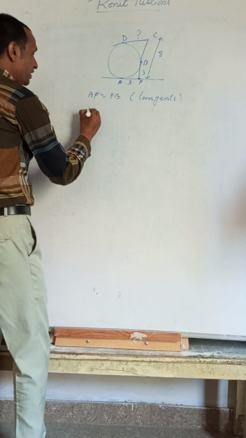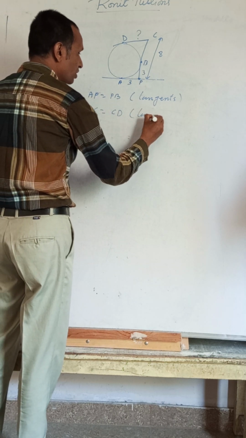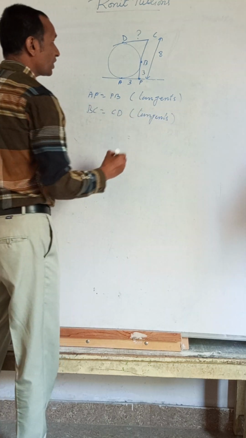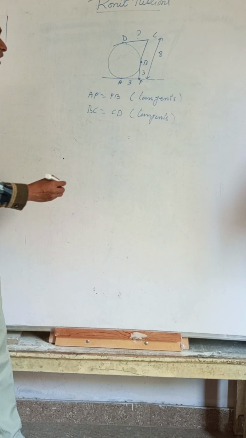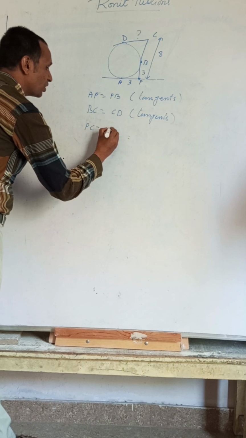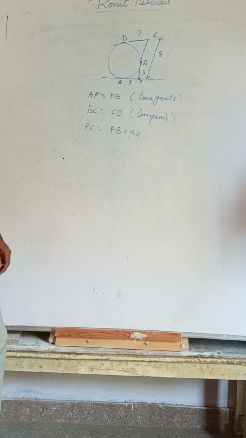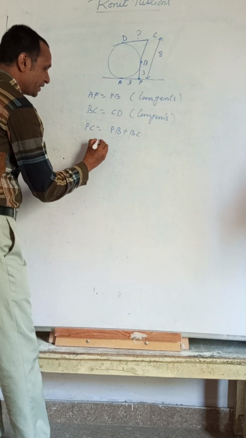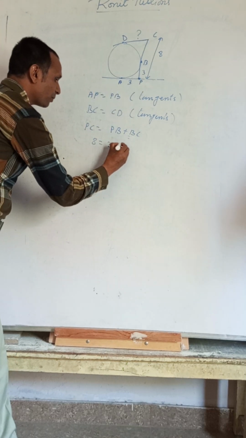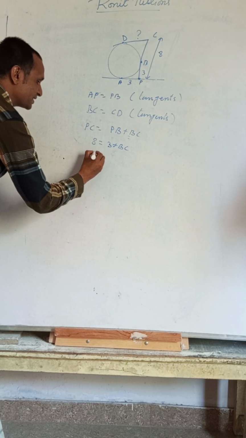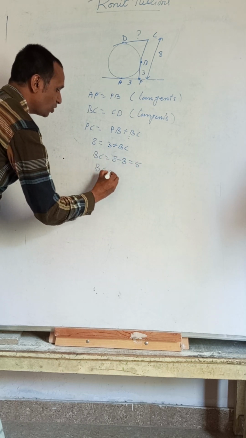Same like that, BC is equal to what? CD, because these are also tangents. Now we know the total PC is 8 and PB is given. PC is equal to PB plus BC, and it is given as 8 centimeter. So 8 is equal to PB, which is given as 3 centimeter, plus BC. So BC is equal to 8 minus 3, which is 5 centimeter. So BC is equal to 5 centimeter.